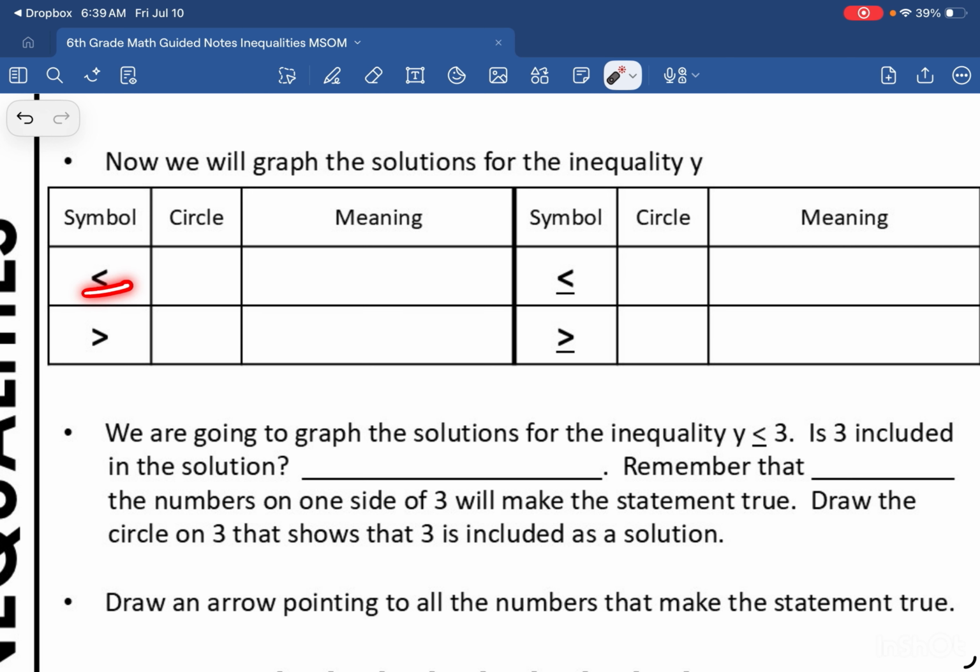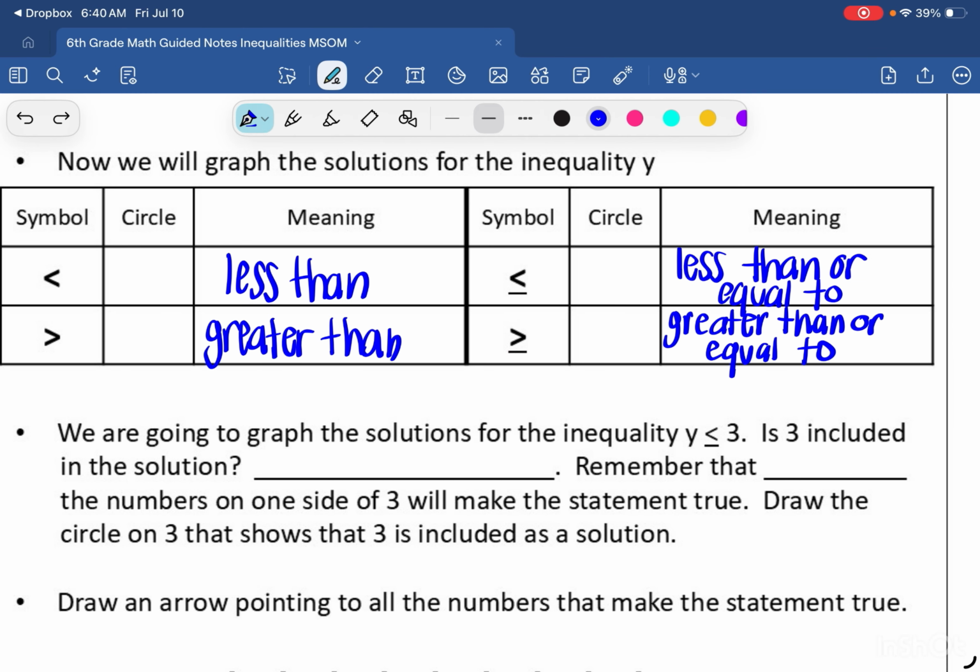We have less than, greater than, less than or equal to, and greater than or equal to. The less than symbol on a number line will be an open circle. We say open, meaning a circle that is not colored in. A greater than symbol will also be an open circle. A less than or equal to sign will be a closed circle, which just means a circle colored in.